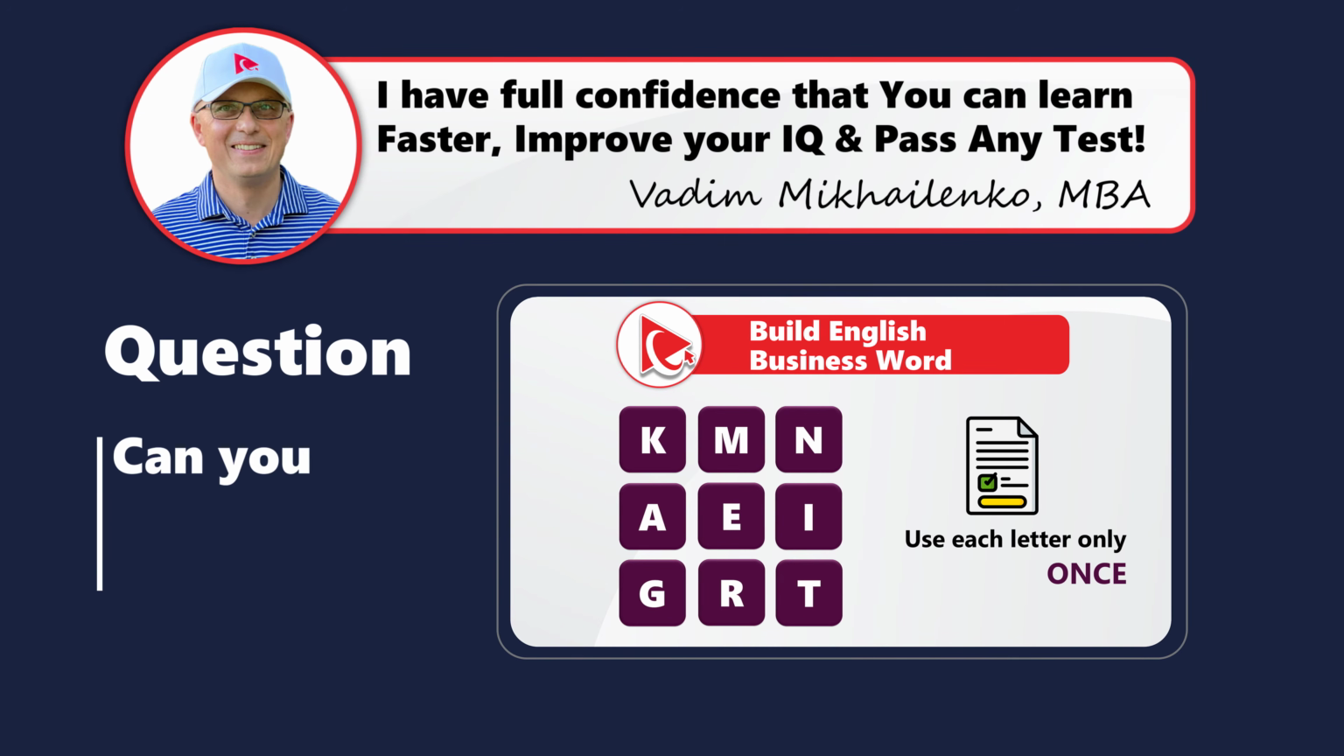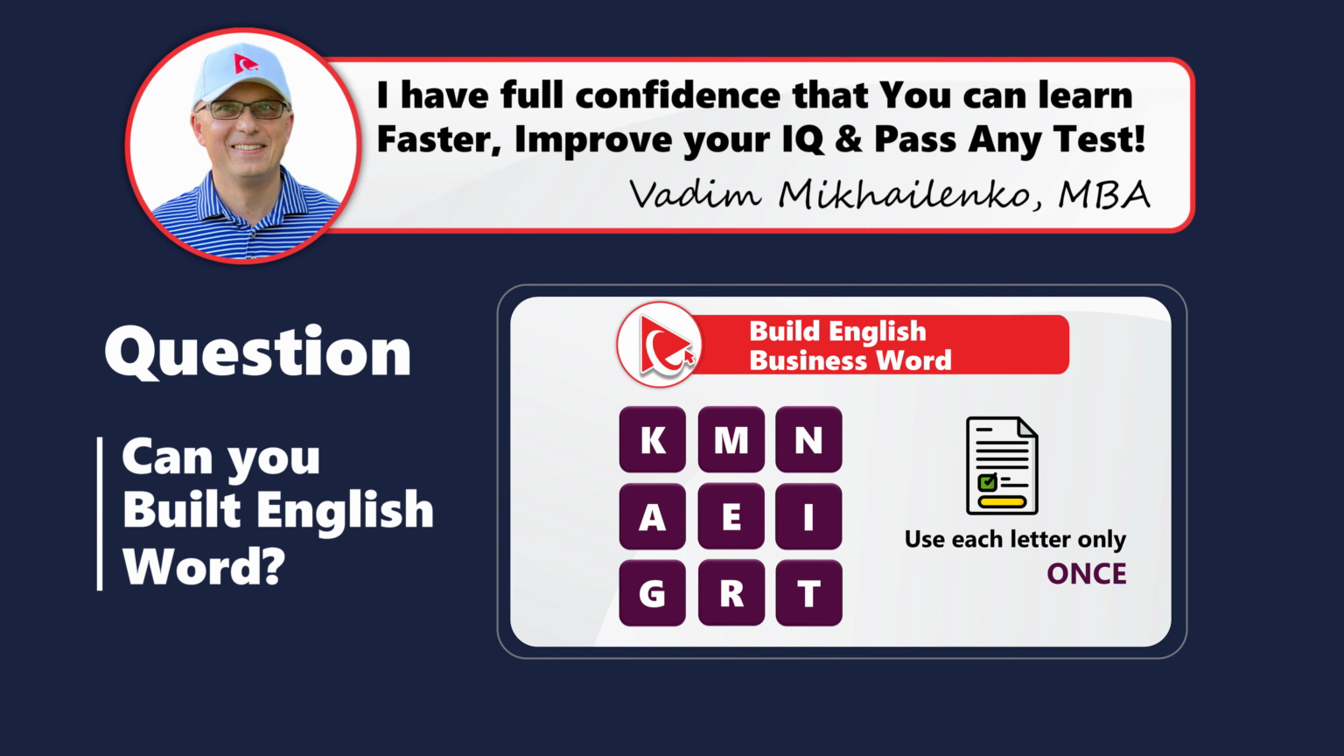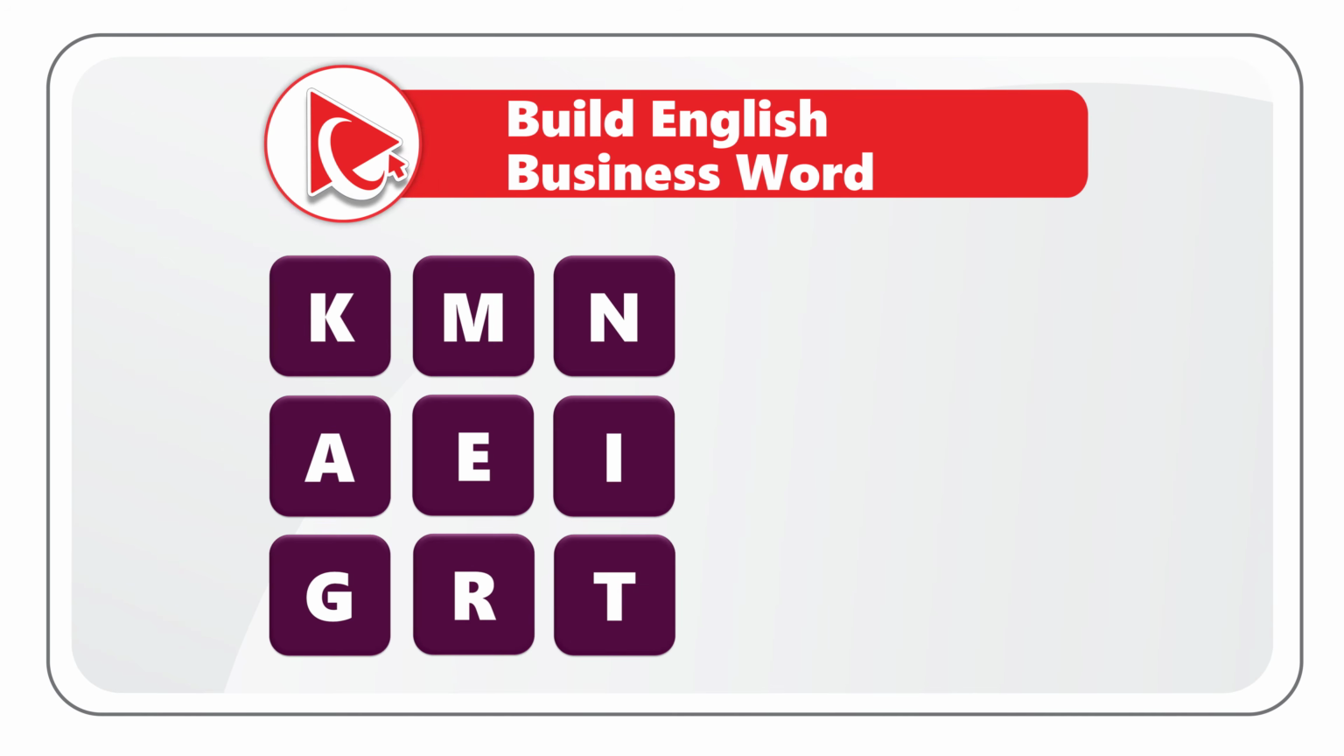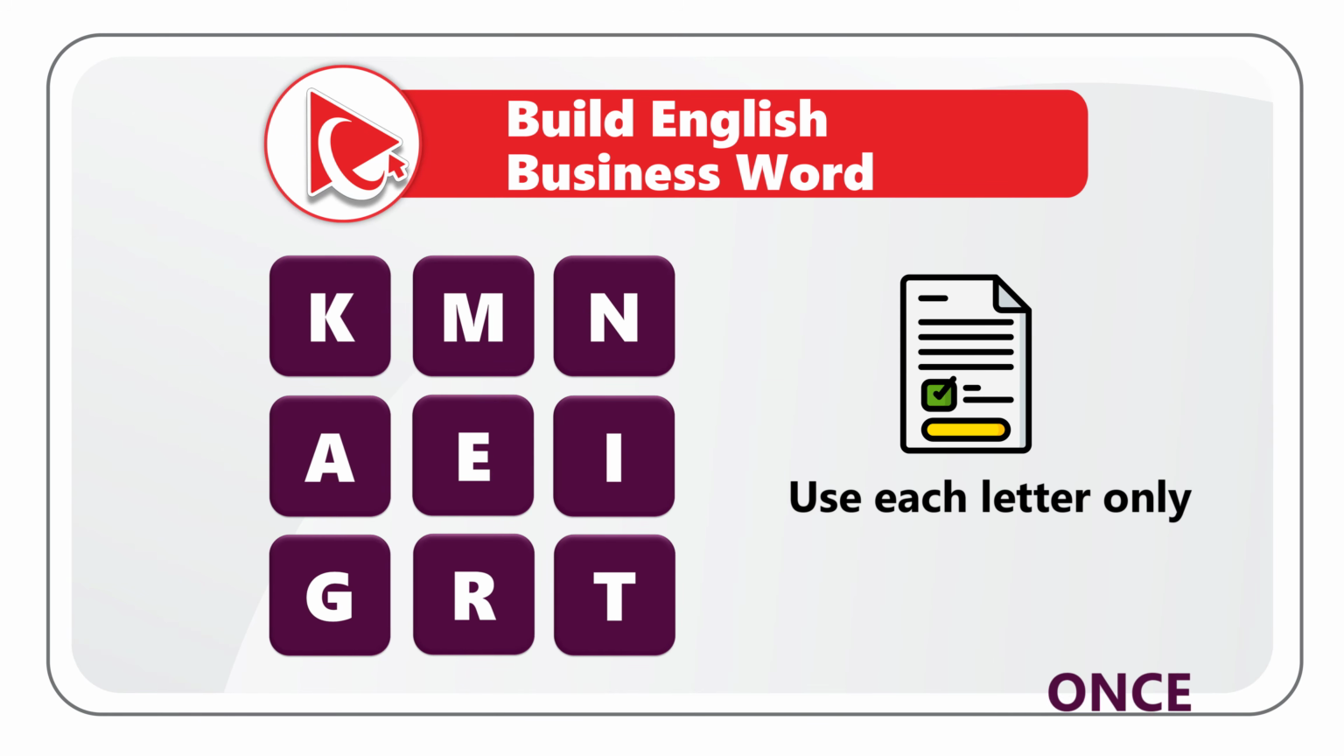Are you ready to test your English verbal reasoning skills? Here's the question where you need to build an English business word using the 9 letters on the screen. The letters are K, M, N, A, E, I, G, R, T. The key condition here is that you need to use each letter only once.